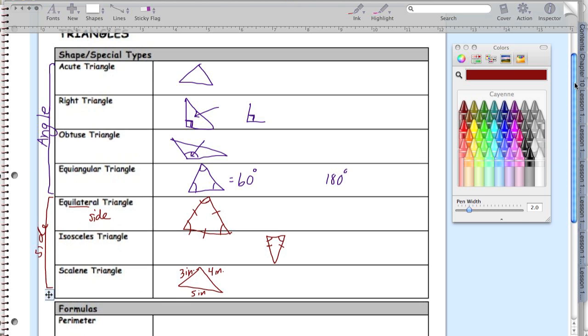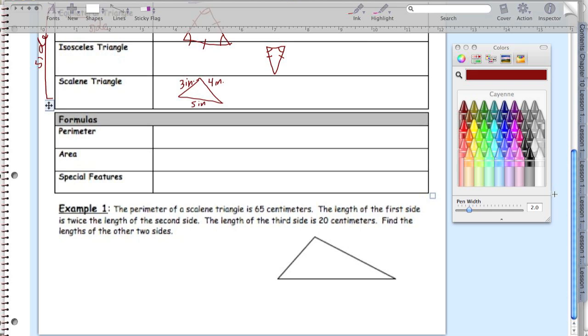Okay, now let's move on. Perimeters. Perimeter, we use P. It's when you add up all the sides. So add up all sides. And we could put a formula with that.